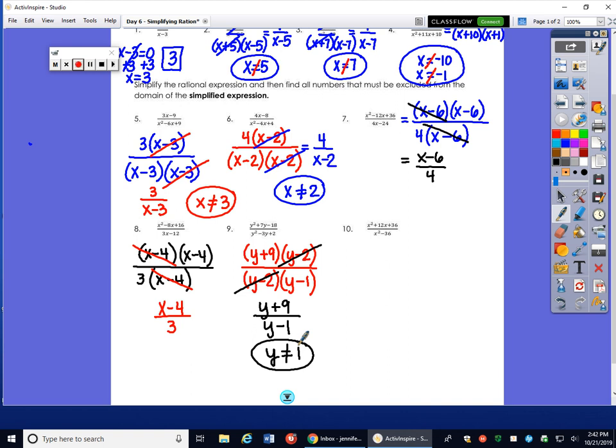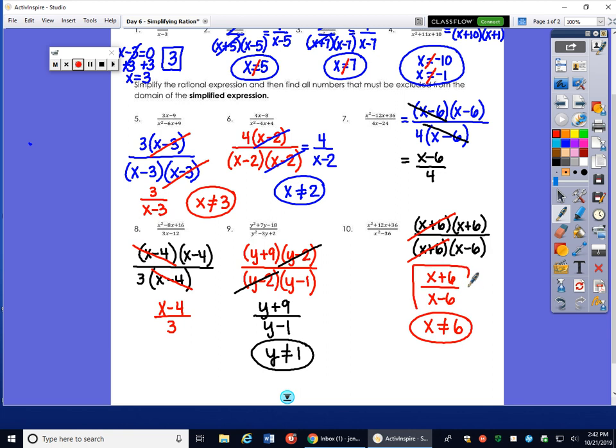Number 10, two factors of 36 that add up to 12. We've got x plus 6 times x plus 6. And then on the bottom we have x plus 6 times x minus 6. That's a difference of two squares there. So the x plus 6's are going to cancel, leaving me with x plus 6 divided by x minus 6. And so x cannot equal positive 6. I forgot to box our simplified answers.